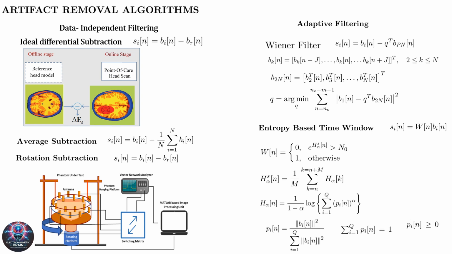The entropy-based time window method suppresses clutter by analyzing the entropy of the signal over time. When the entropy exceeds a certain threshold, clutter is removed by applying a windowing function that zeroes out high-entropy segments of the signal. The entropy function measures the randomness in the signal and helps identify parts of the signal dominated by noise or clutter, allowing for more precise imaging.